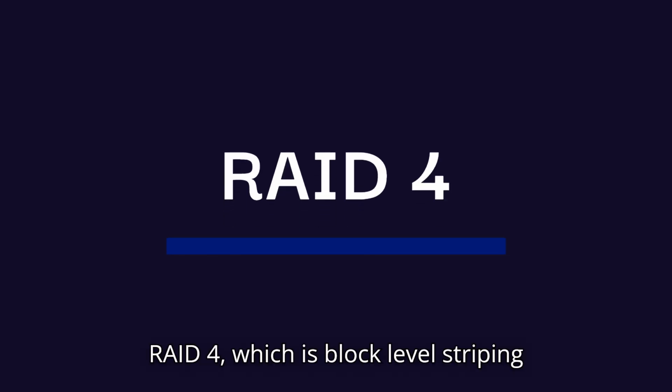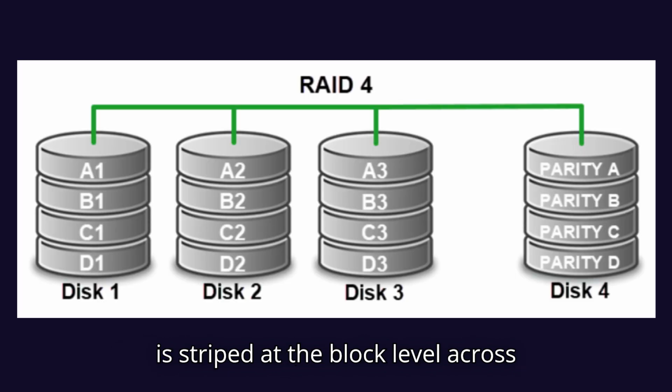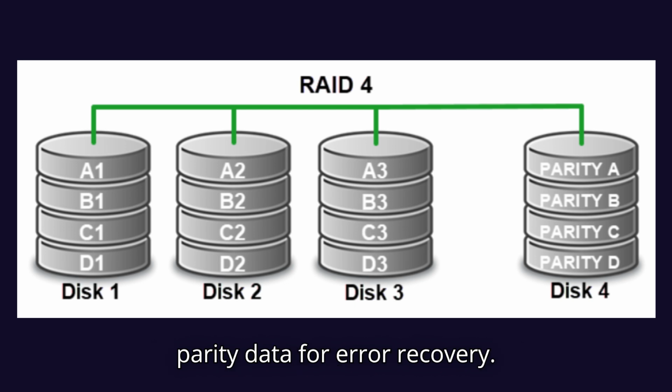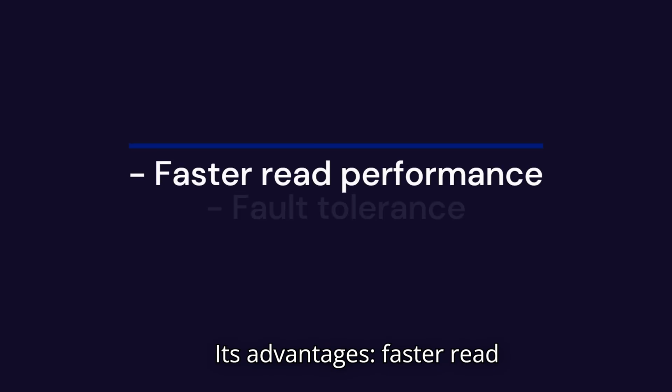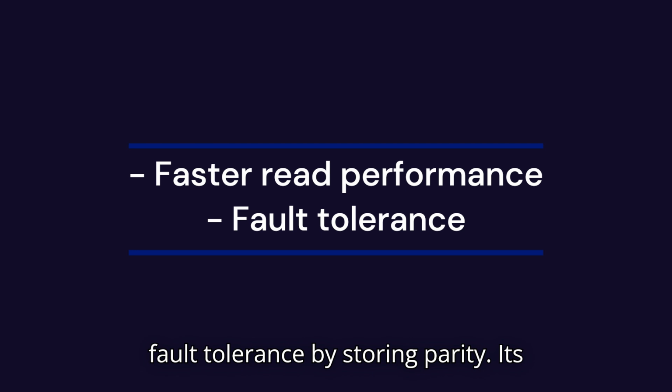RAID 4, which is block-level striping with dedicated parity disk. Here, the data is striped at the block level across multiple disks. A single disk stores parity data for error recovery. Its advantages: faster read performance due to striping. Provides fault tolerance by storing parity.